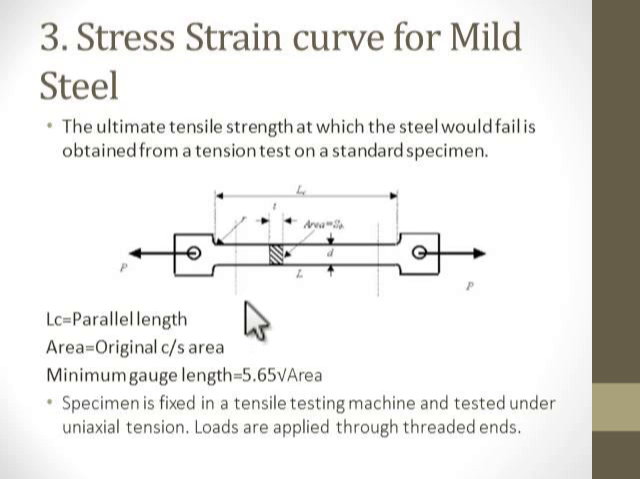The minimum gauge length between these is the gauge length, and it should be 5.65 times the root of area. And this specimen, which conforms to IS 1608, has to be fixed to the tensile testing machine and tested under uniaxial tension, and the loads are applied through the threaded ends.